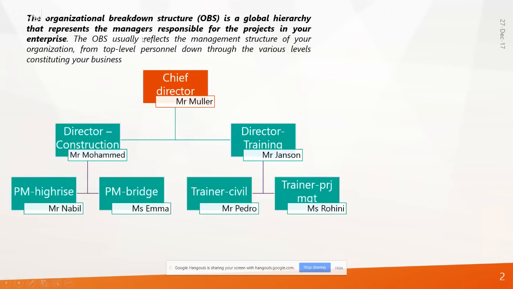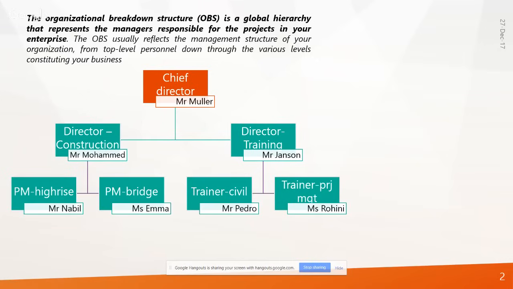So here is an example for OBS. Chief Director is Mr. Muller. Under Chief Director, we have Director of Construction and Director of Training. And under Director of Construction, we have PM High Rise and PM Bridge. Under Director of Training, we have Trainer Civil and Trainer Project Management. This entire structure is what we call as OBS.